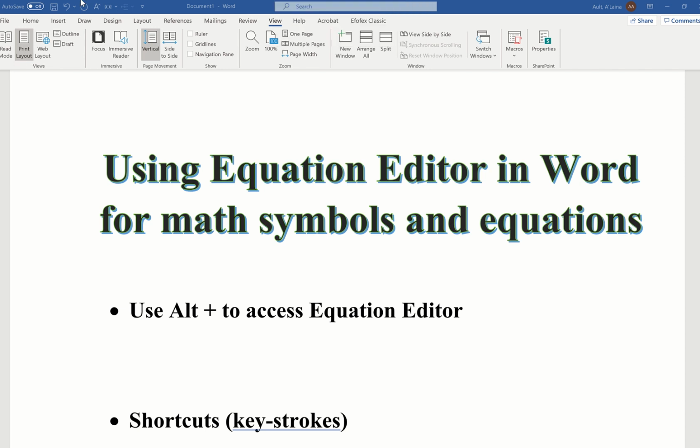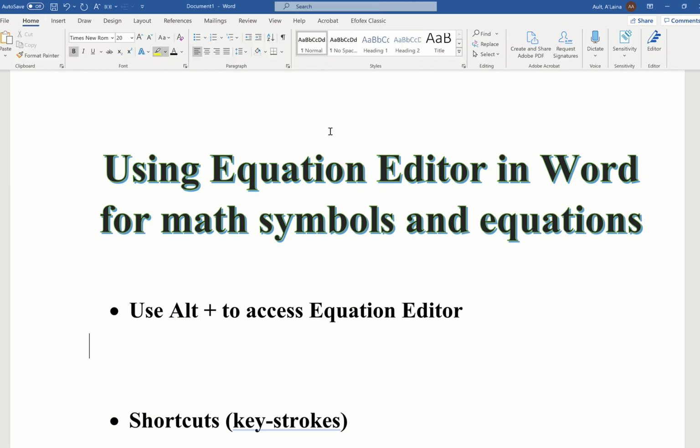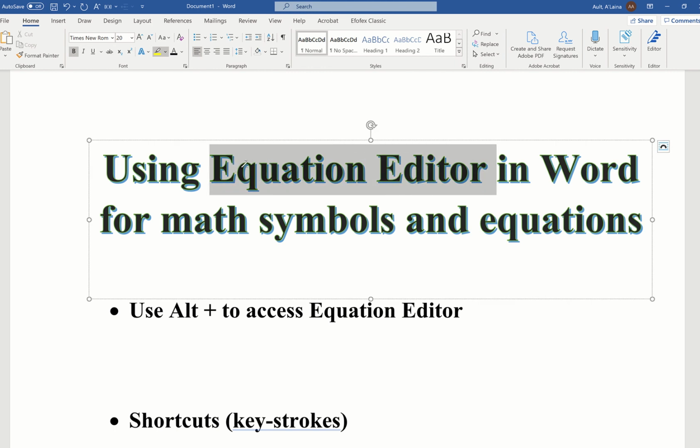All right, this video is about how to use Equation Editor in Word for math symbols. Equation Editor is something that is free. It's already actually a part of all Word documents and everything. You just may not know how to use it.